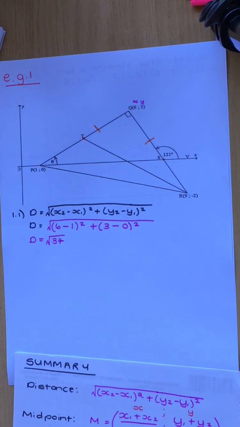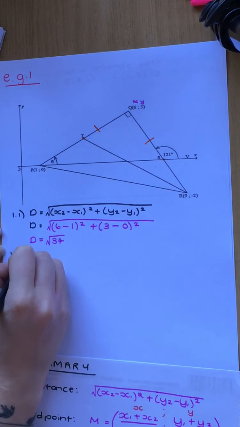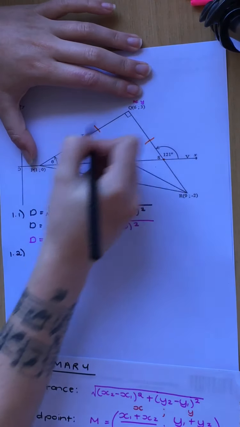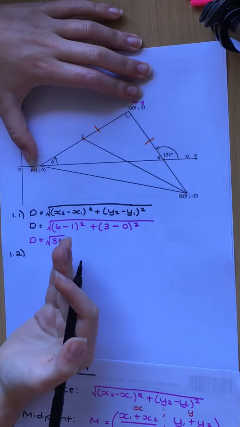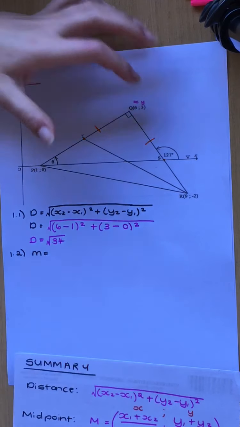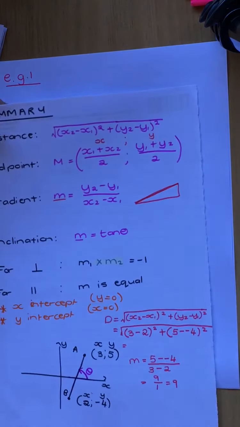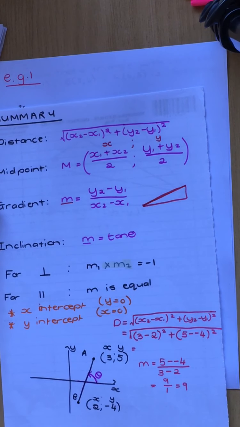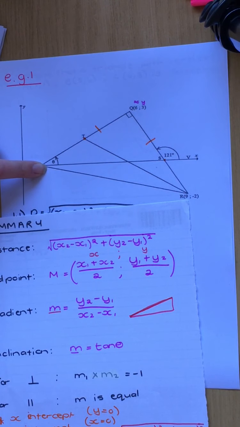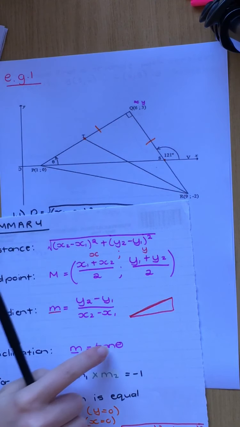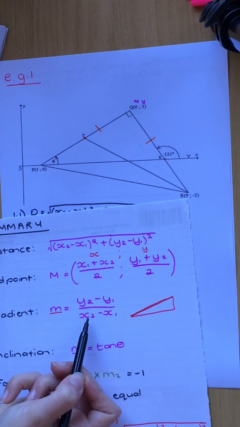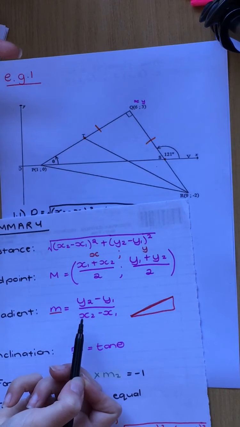Okay, 1.2, it says calculate the gradient of PQ. So now for this line again, they want the gradient. We've just done the distance for it, now we must do the gradient. I know you might get a little bit confused between these two formulas, when to use which one. But if you look at this, this is theta, right? They haven't given you the angle, so this one would be a bit useless because what would I put there? So I'm going to use the one with the two coordinates because I have the two coordinates.